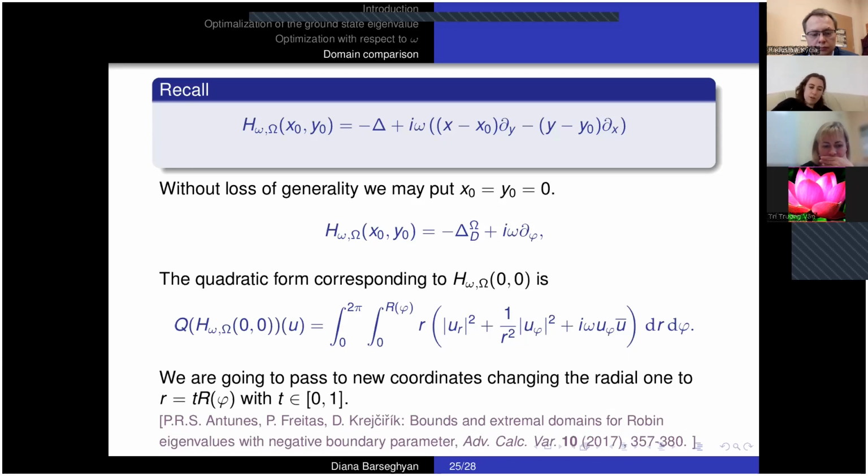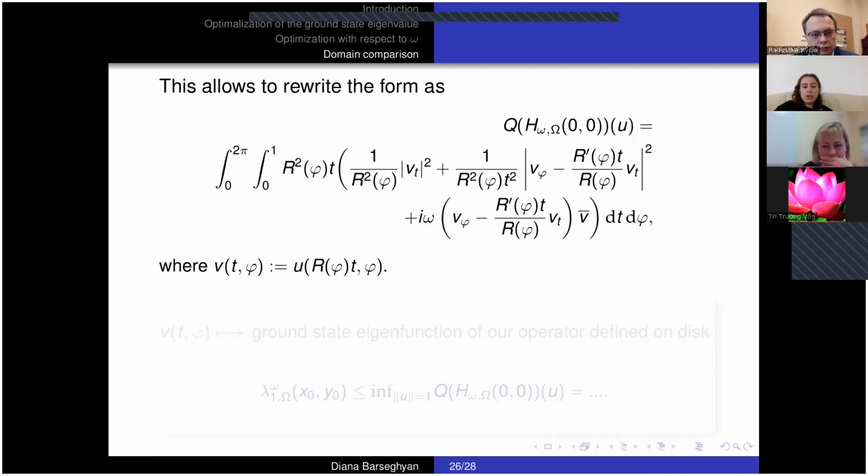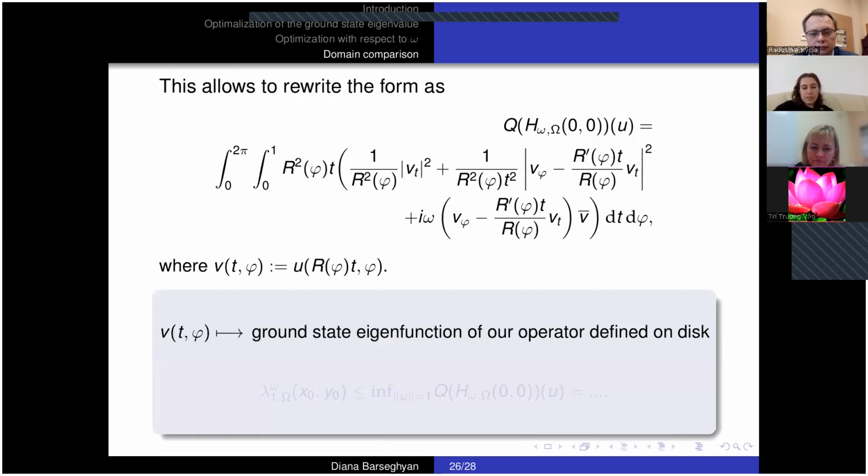Next, please. Then we pass to new coordinates, t multiplied by r of phi, where t belongs to 0, 1, to do this change of variables. This method appears, for example, in the work of Antunes, Freitas, Krejcirik, Bounds and extremal domains for Robin eigenvalues with negative boundary parameter. This is a suitable change of coordinates. Next, please. Then, using these coordinates, we can rewrite the quadratic form this way. It's easier to work with this integral.